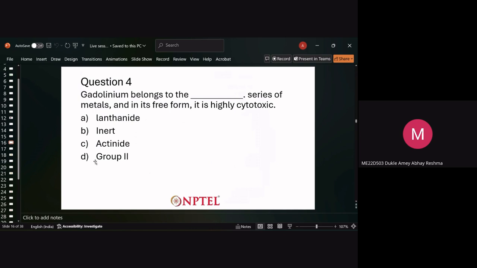Okay, so the fourth question. Gadolinium belongs to dash series of metals and in its free form is highly cytotoxic. Options: lanthanide, inert, actinide, group 2. So the answer is lanthanide series.